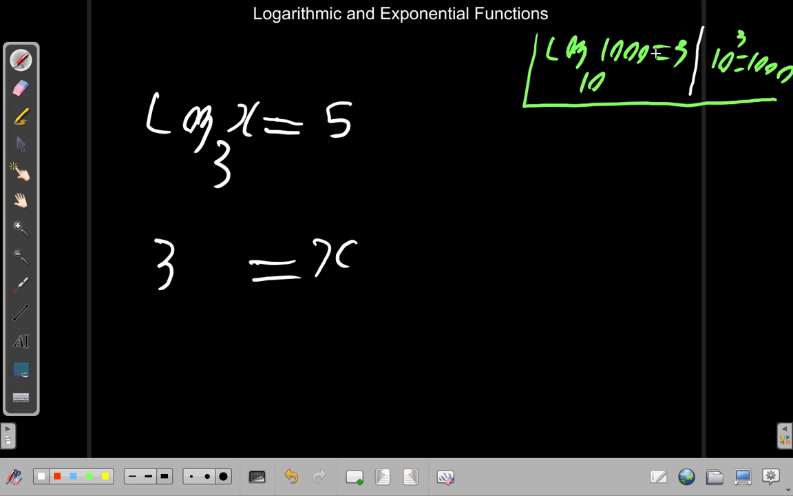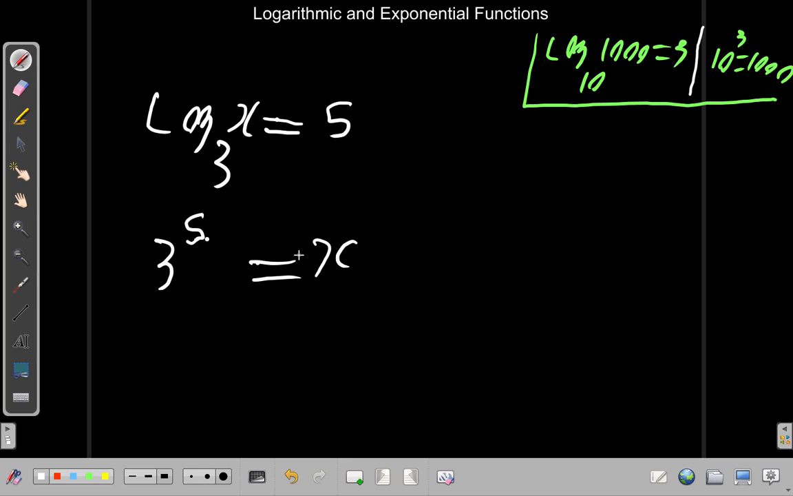In log form, the answer is 3. In index form, 3 is the index. Here, in log form, the answer is 5. In index form, 5 is the index. So here, remember the pattern. In log form, you say equal 3. In index form, 3 is the index. In log form, you say equal 5. In index form, 5 is the index. Alright, you say 3 to the 5.